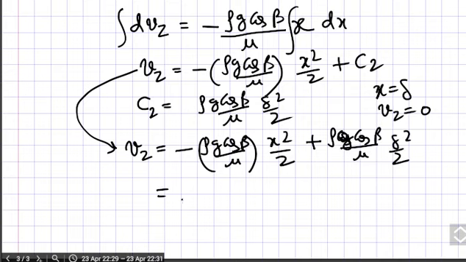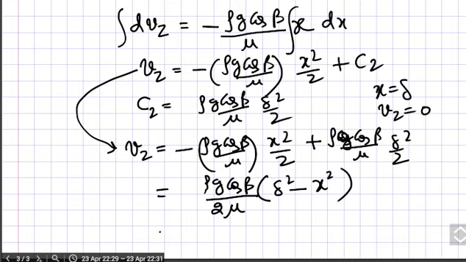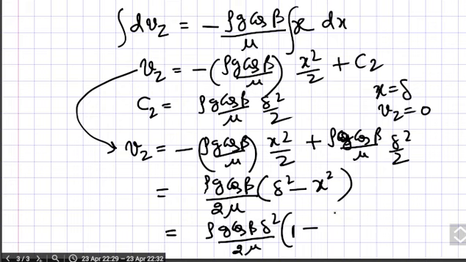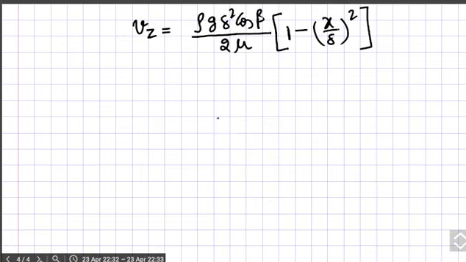Now you convert it into some convenient formula. So you can do it this way, that rho g cos beta by 2 mu and delta square minus x square. You can write it this way, and after then you can take delta out. So you will have a very nice formula for this, 1 minus x over delta whole square. So finally we got this formula.